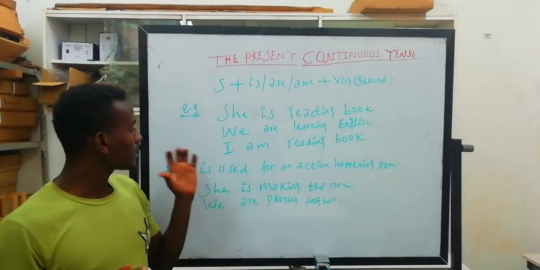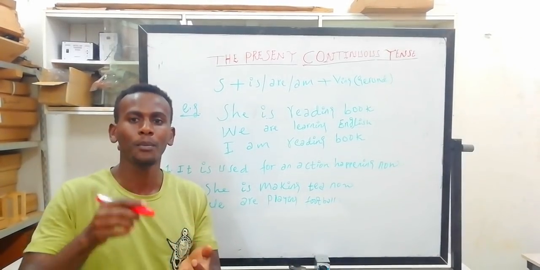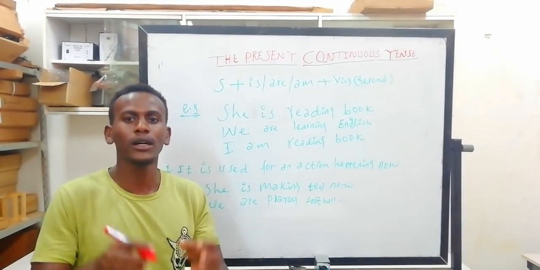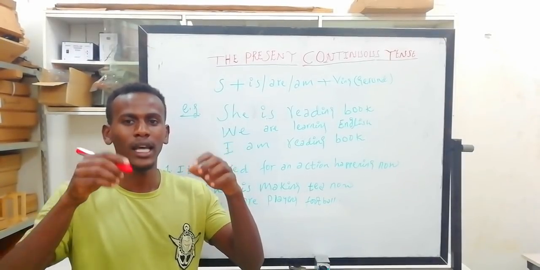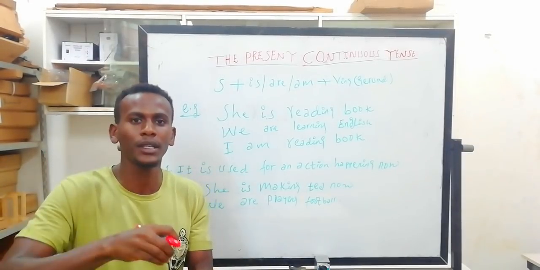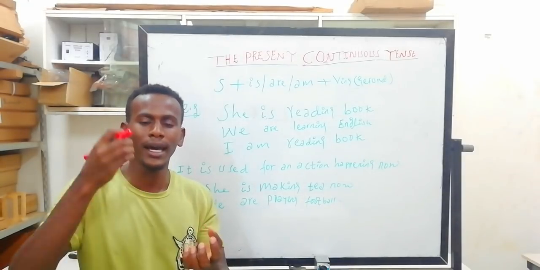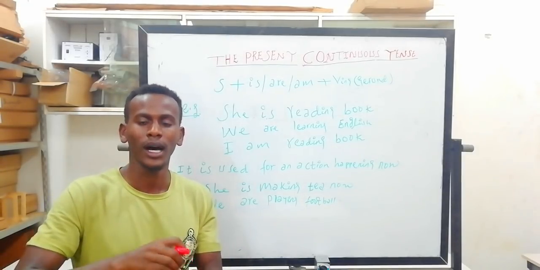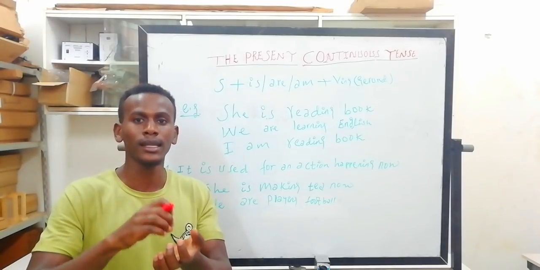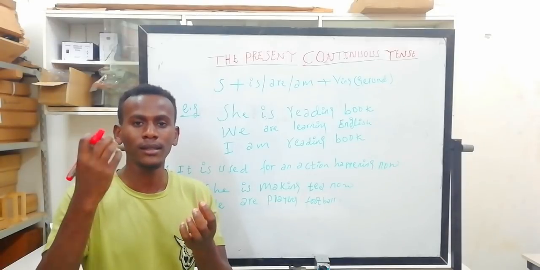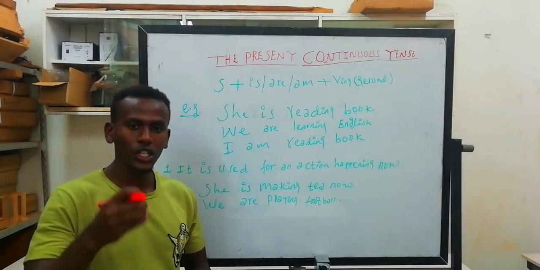The present continuous tense is used to express an action happening now. We use present continuous tense to express an action that is happening now, at the time of speaking, at the moment. If we are willing to express an action that is happening now at the time of speaking, we use present continuous tense among the 12 tenses. For example, she is making tea. She is making tea now.